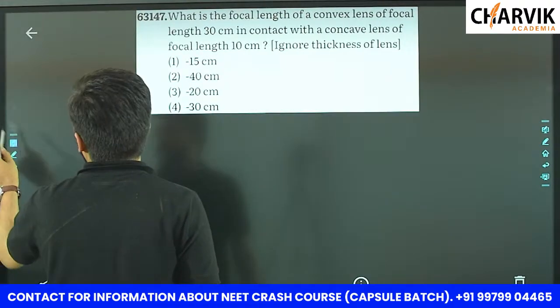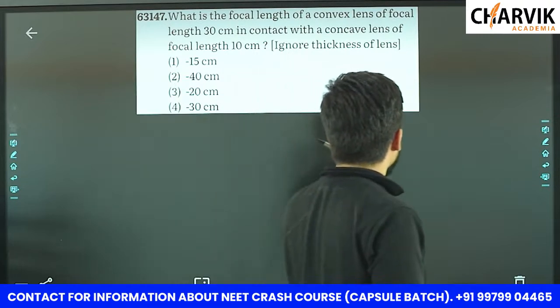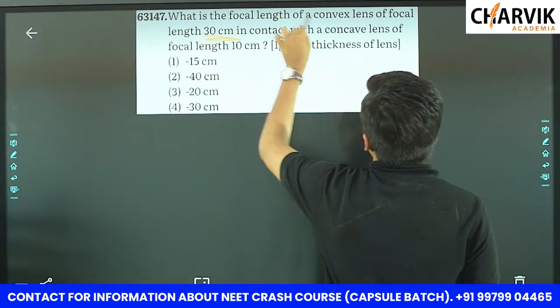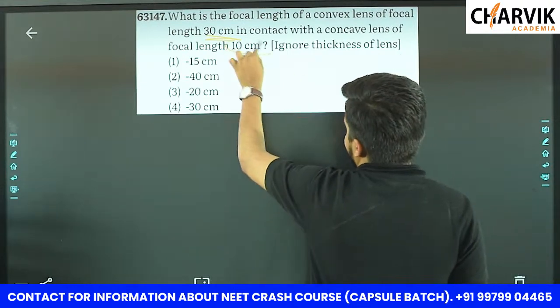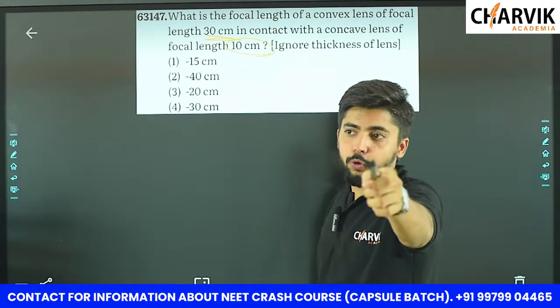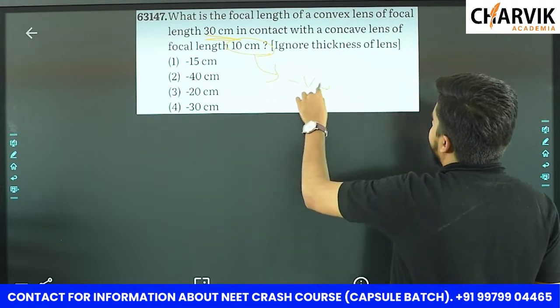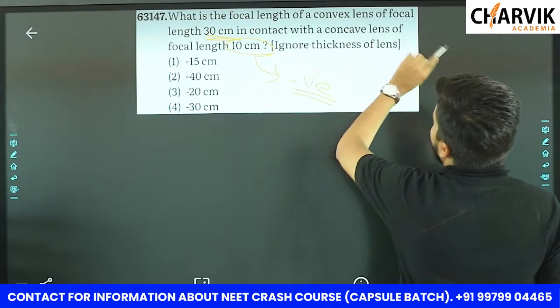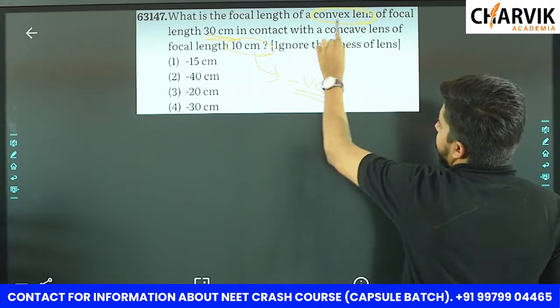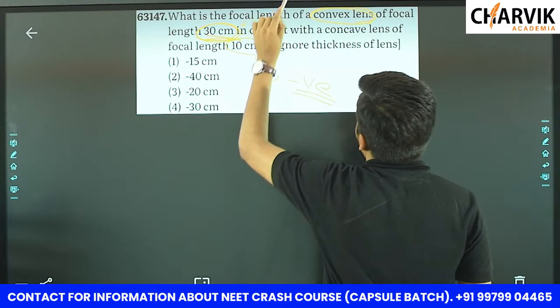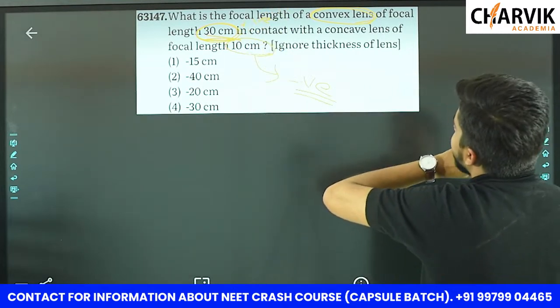Okay. Next question. What is the focal length of a convex lens of focal length 30 centimeter in contact with a concave lens of 10 centimeter? Remember one thing, if you do have a concave lens, this focal length should be taken as negative. And if you have a convex lens, yes, the other is given as convex, this should be taken as a positive value. And what are they asking? They are asking us the total focal length.